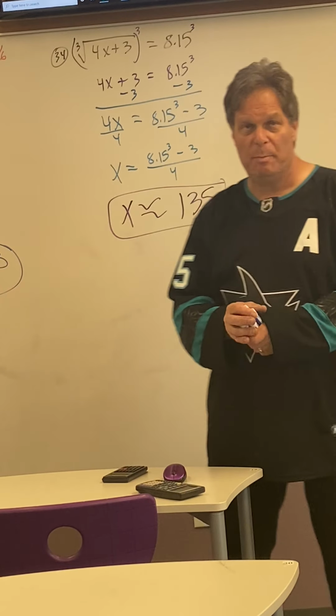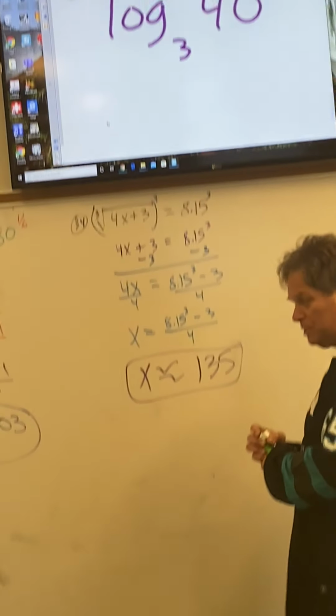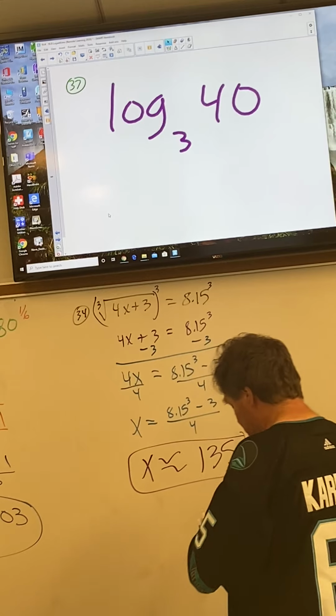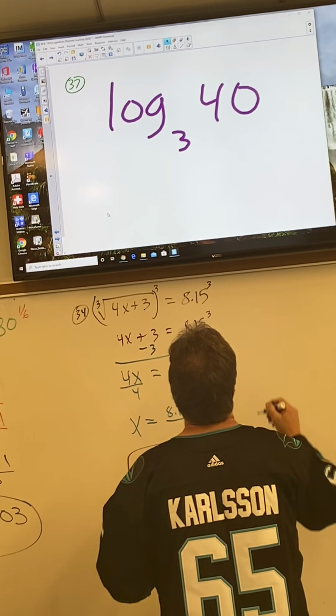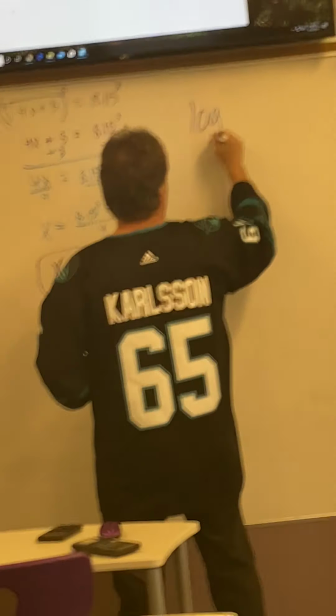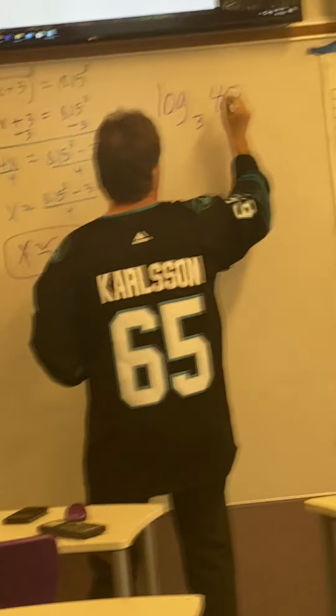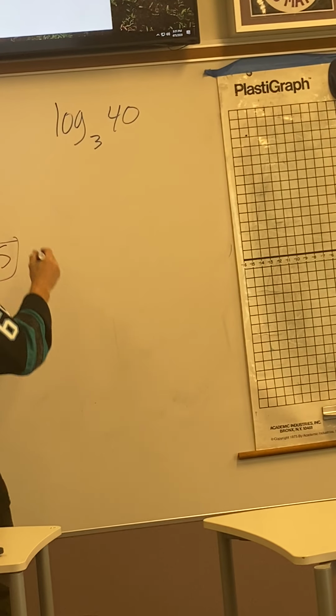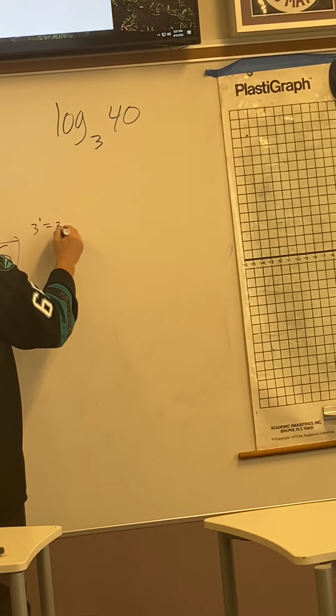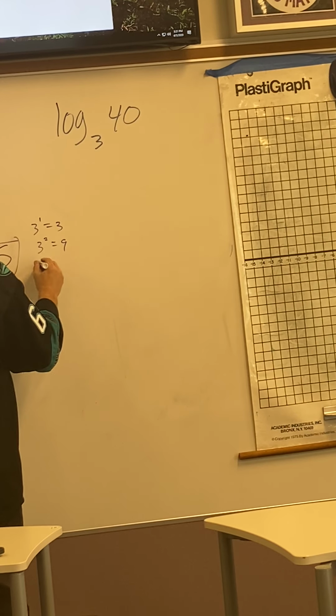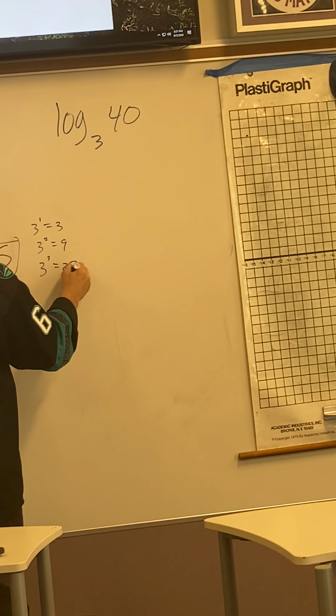Okay, the change of base. Remember we did that last time. Change of base formula. Very simple. To do log base 3 of 40. First of all, let's figure out what we expect for the answer to be. Okay, look at my multiples of 3. 3 to the first is 3. 3 squared is 9. 3 to the third is 27.